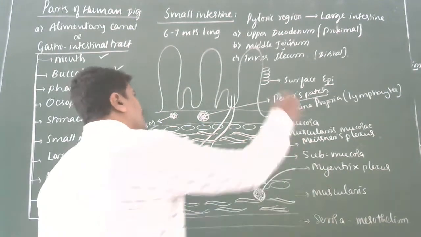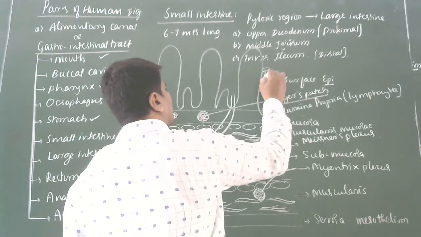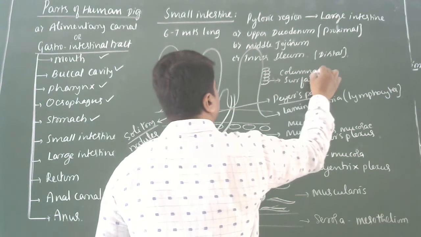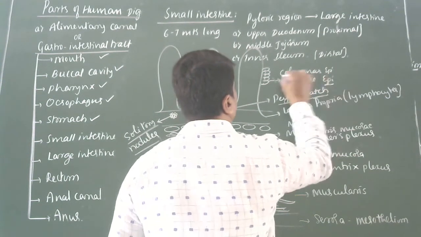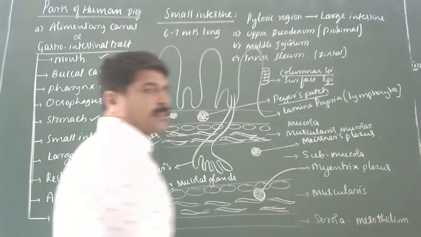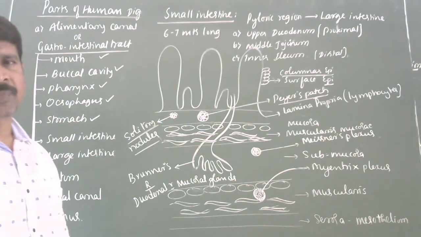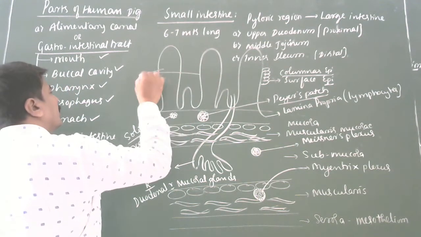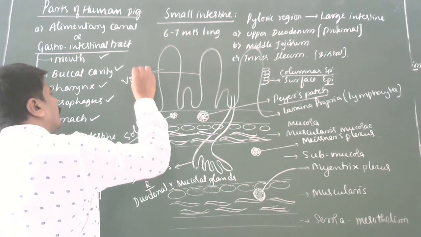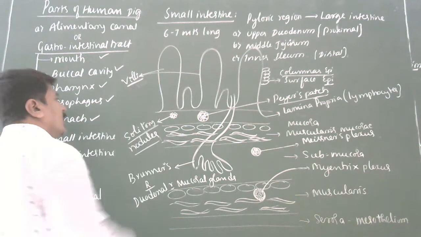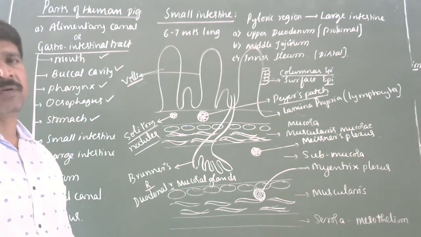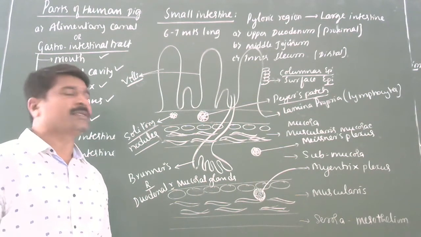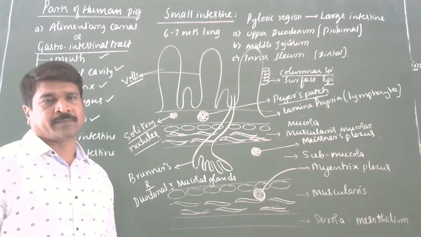Then, the surface epithelium is made up of a single layer of columnar epithelium. You remember this. Then the inner wall of the small intestine is thrown into a number of finger-like projections called villi. They are the main absorptive structures in the small intestine.